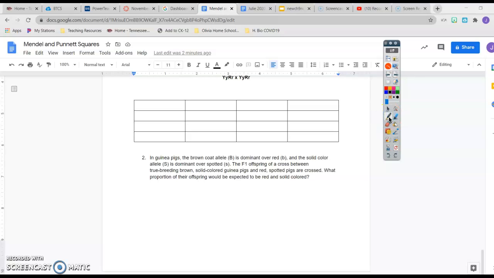Hey, I want to make a video, or I am making a video real quickly, about that last practice problem in today's note sheet that we did not get to in either class. That's number 2, it's on the very back of the note sheet.